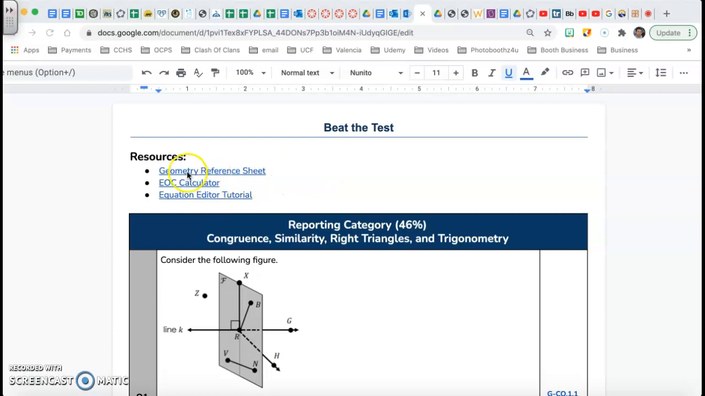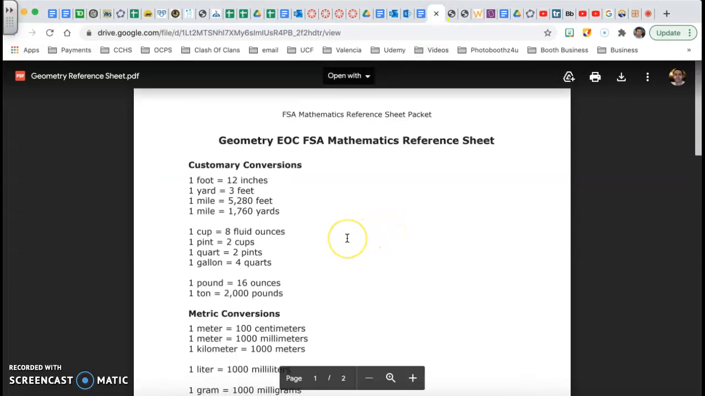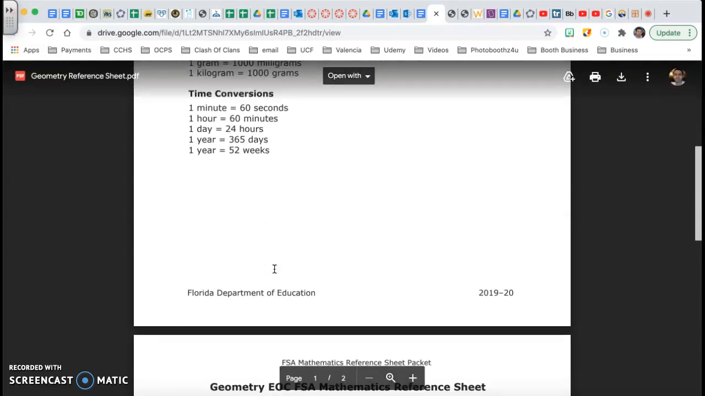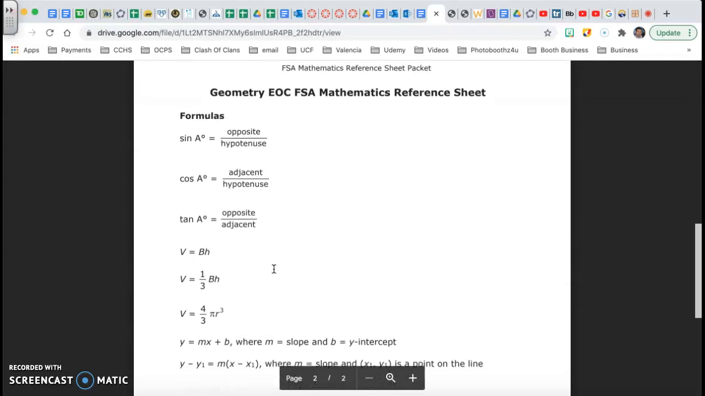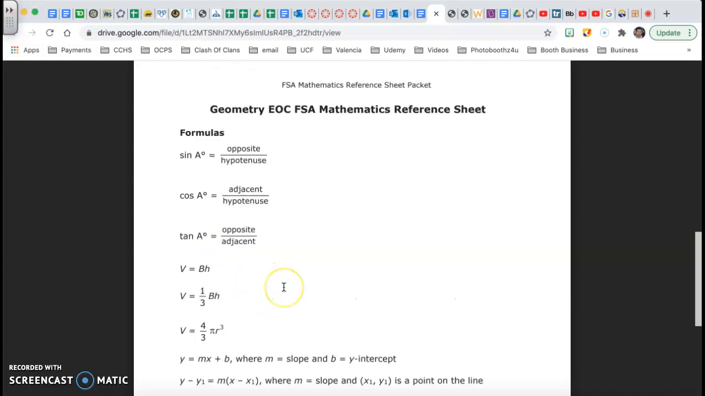The first one is the geometry reference sheet. This is what you're going to get on the day of the exam, so you have access to this, and you want to get familiar with it. There are units and conversion units, and the second page is about sine, cosine, tangent, a couple of volume formulas, and the slope of the line.